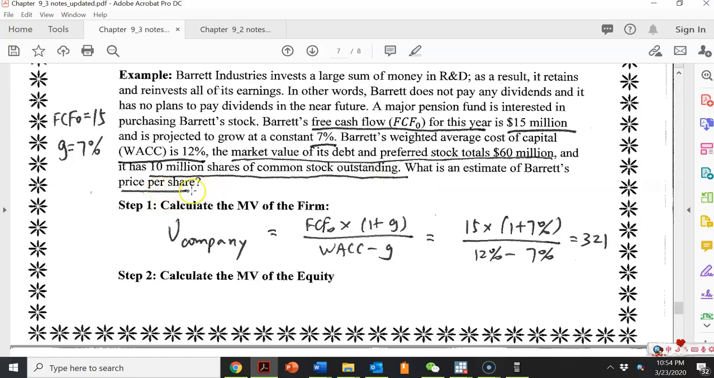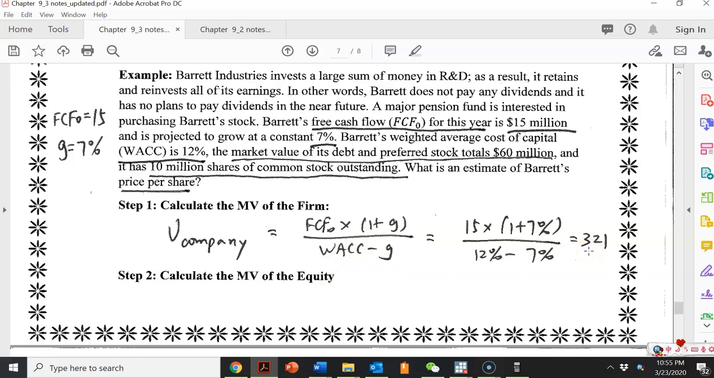Okay, so we're looking for price per share, the stock price, but we don't have dividends here, so we cannot use the dividend discount model. However, we know free cash flow here, so we can use the free cash flow model. And there's only one stage here, so we can use the constant growth model for the whole time period. We only have one growth rate, 7%. Step 1, we calculate the market value of the firm. Value of the firm equals free cash flow 0 multiplied by 1 plus g, over WACC minus g. It should be 321.